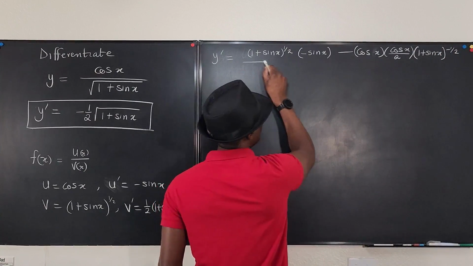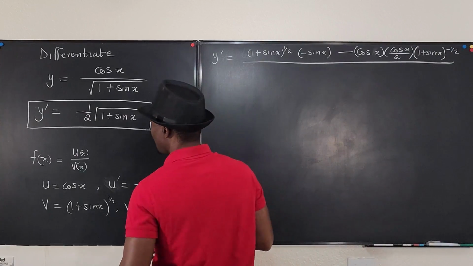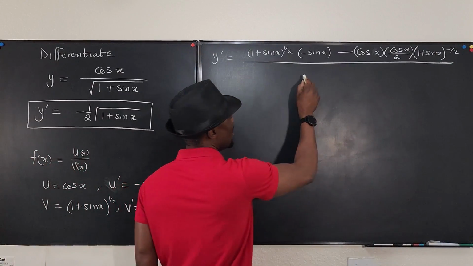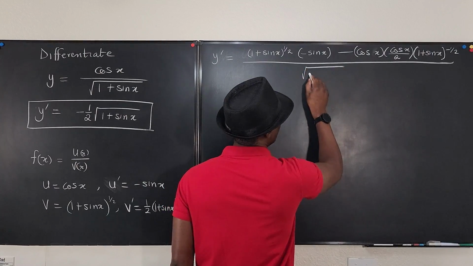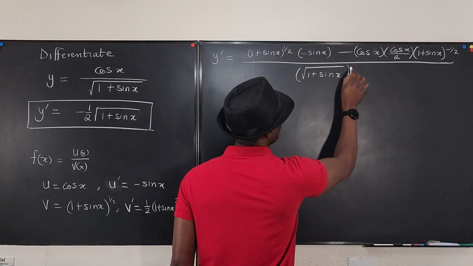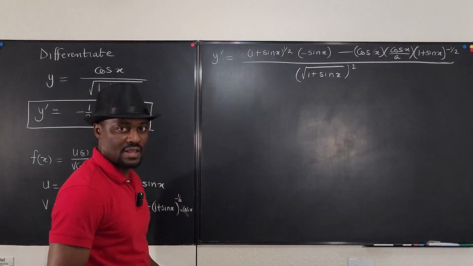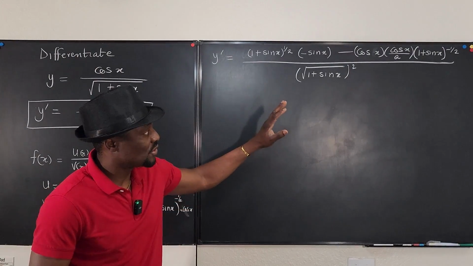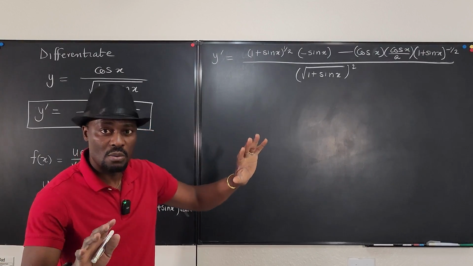Okay, and all of this divided by, what is the quotient rule again? Divided by the square of the denominator. So it's going to be the square root of 1 plus sine x, everything squared.